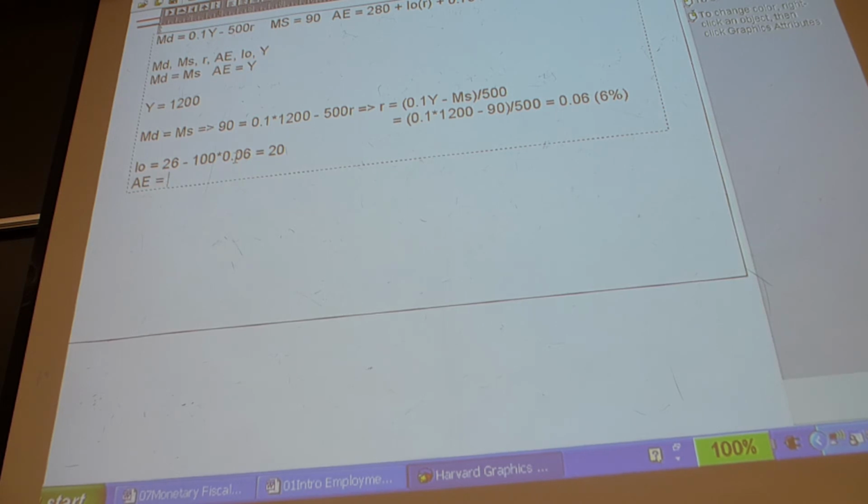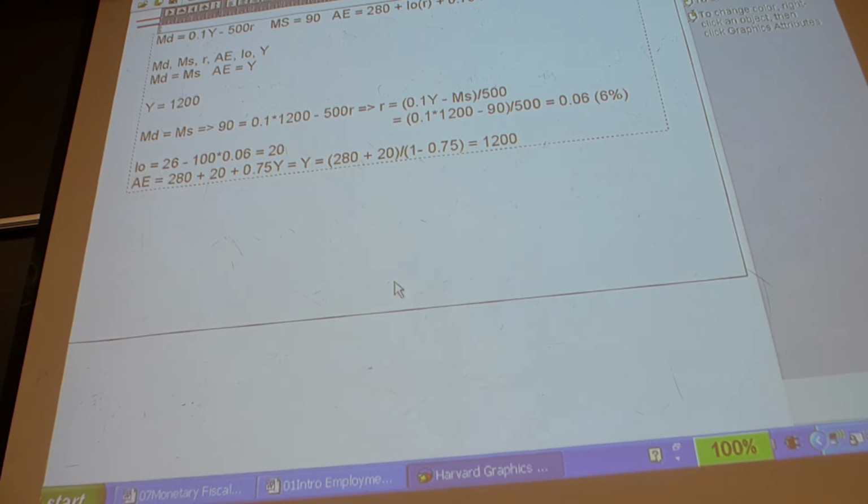Good. Now then, what is AE? It is equal to 280 plus 20 plus 0.75Y. And at equilibrium, Y will then be equal to, when you play around with this, the standard thing, (280 plus 20) divided by (1 minus 0.75), which is equal to 1200. Okay?